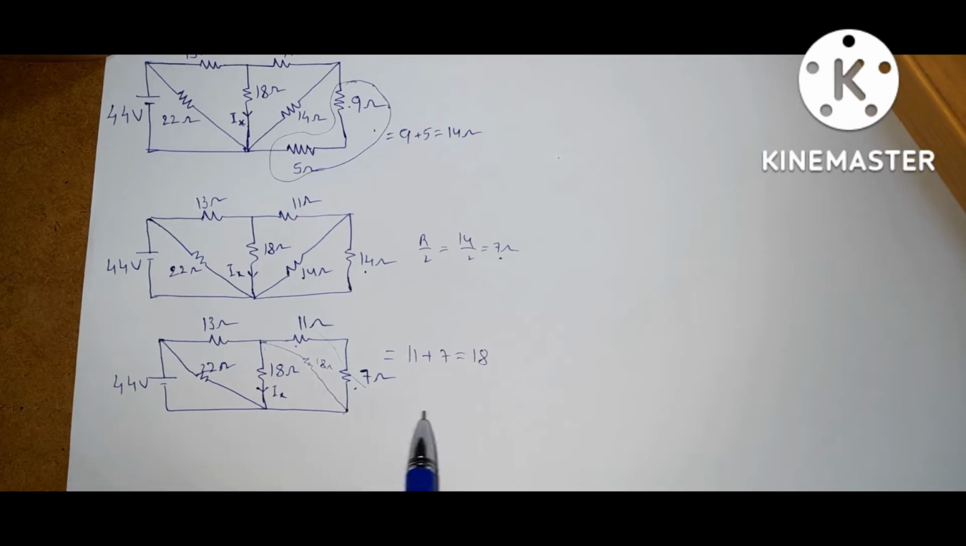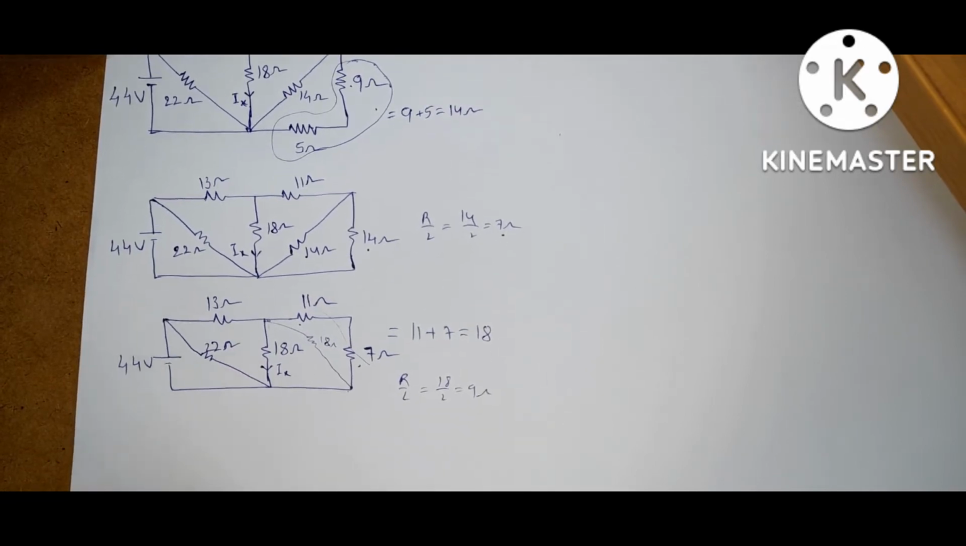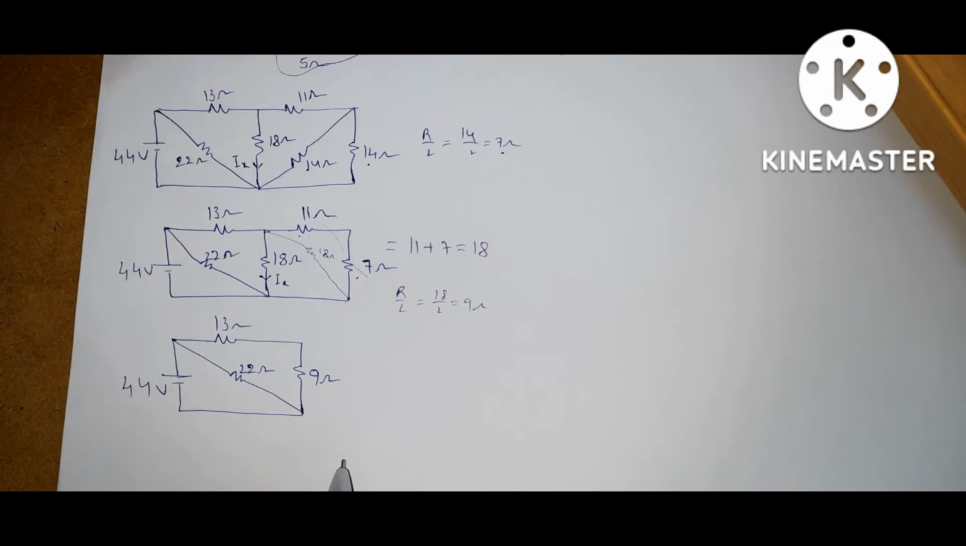So what is the equivalent? Two equal resistors are connected in parallel. What is the equivalent? R by 2. So R by 2 means 18 by 2. You will get 9 ohms. So the circuit becomes like this.